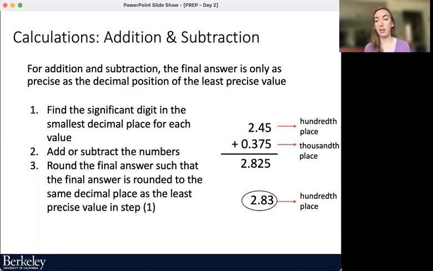So the actual part of doing the math of 2.45 plus 0.375, that has not changed. That's 2.825. But then what we're trying to do is figure out how to round our answer. And because I was only sure about 2.45 to the 100th place, I can only be sure about my answer to the 100th place.